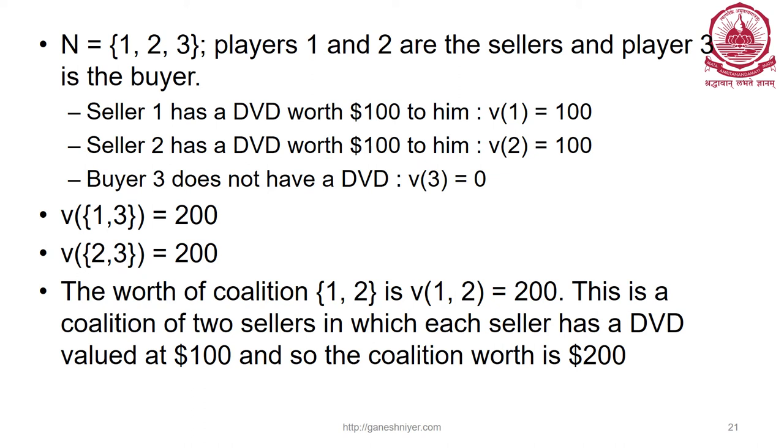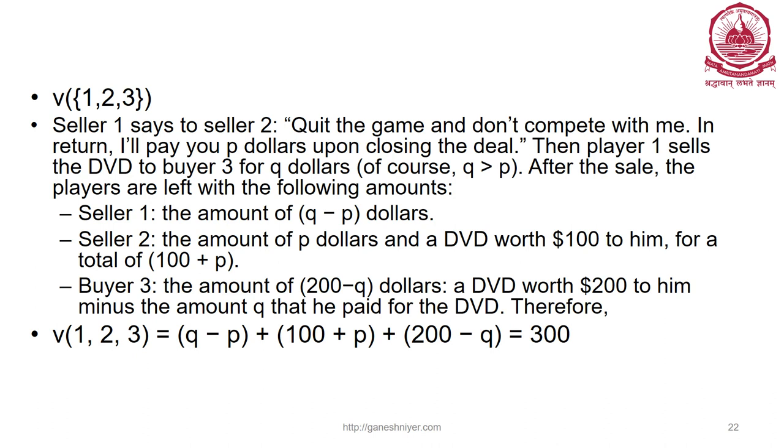200. V of 1, 3 is also 200 because 1 can sell it to 3 at a cost x, and for 3 the profit is 200 minus x. Similarly, V of 2, 3 is 200. And actually, what is V of 1, 2, 3?